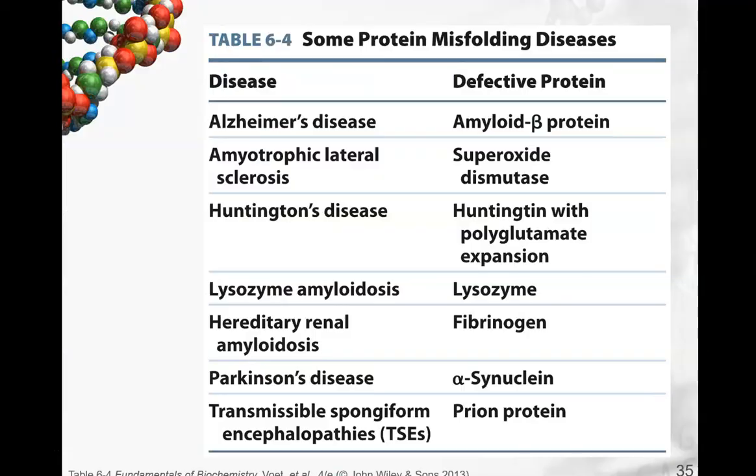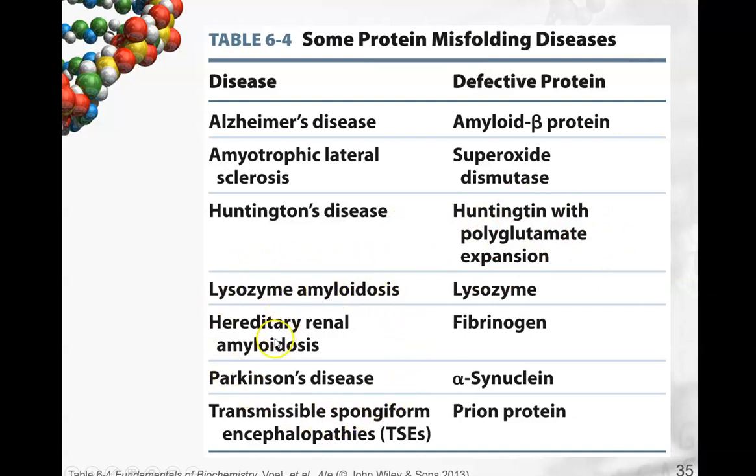Protein folding is important because there are protein misfolding diseases that we should be aware of. Maybe you knew of some of these, or maybe you didn't. Alzheimer's disease involves an amyloid beta protein that's defective. ALS is due to superoxide dismutase. Huntington's disease, there's a protein that has a mutation where there are lots of polyglutamines in a row, and that means the protein can't fold properly.